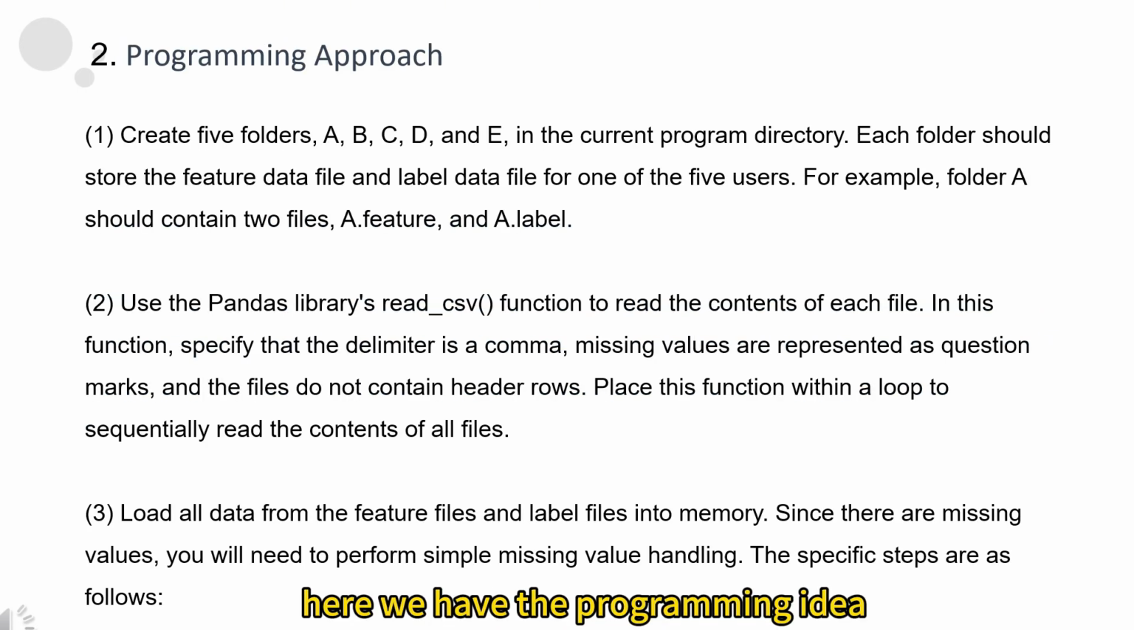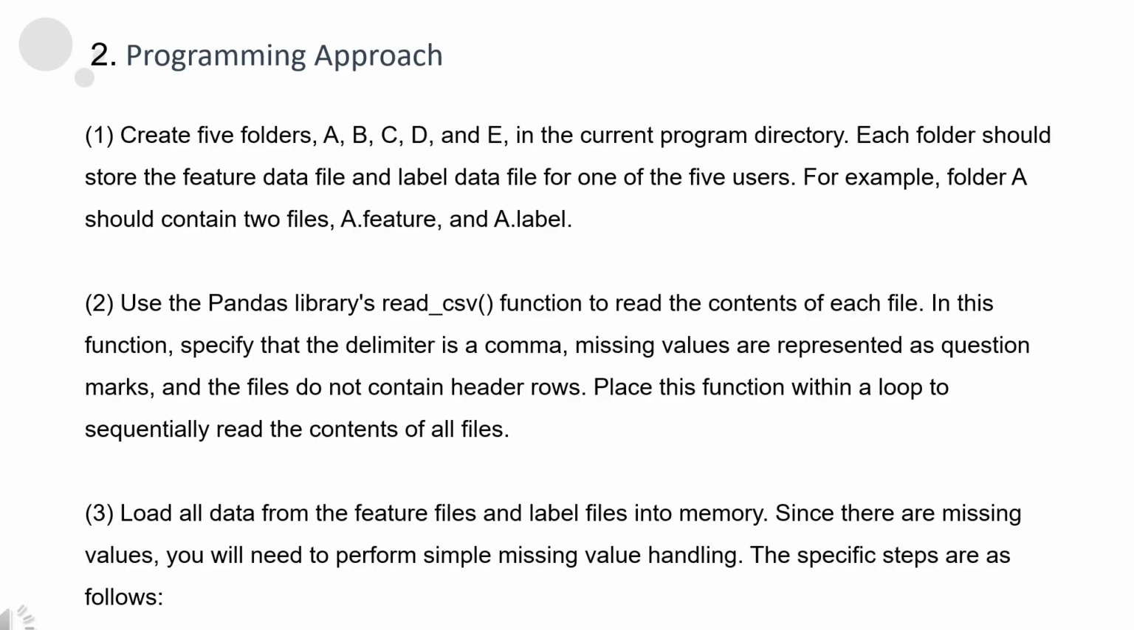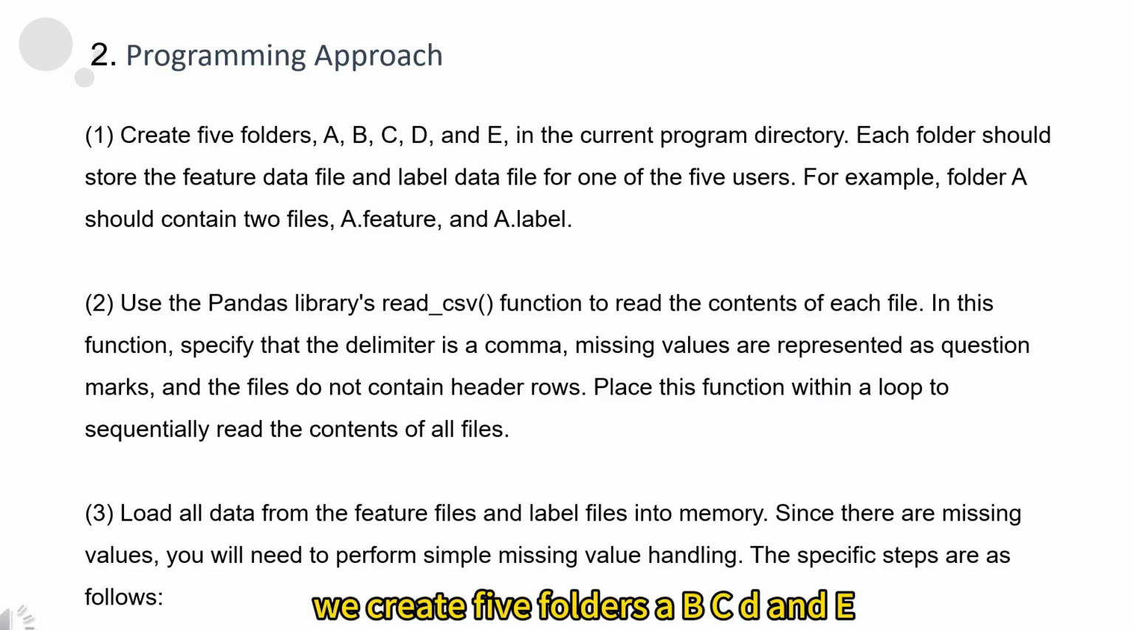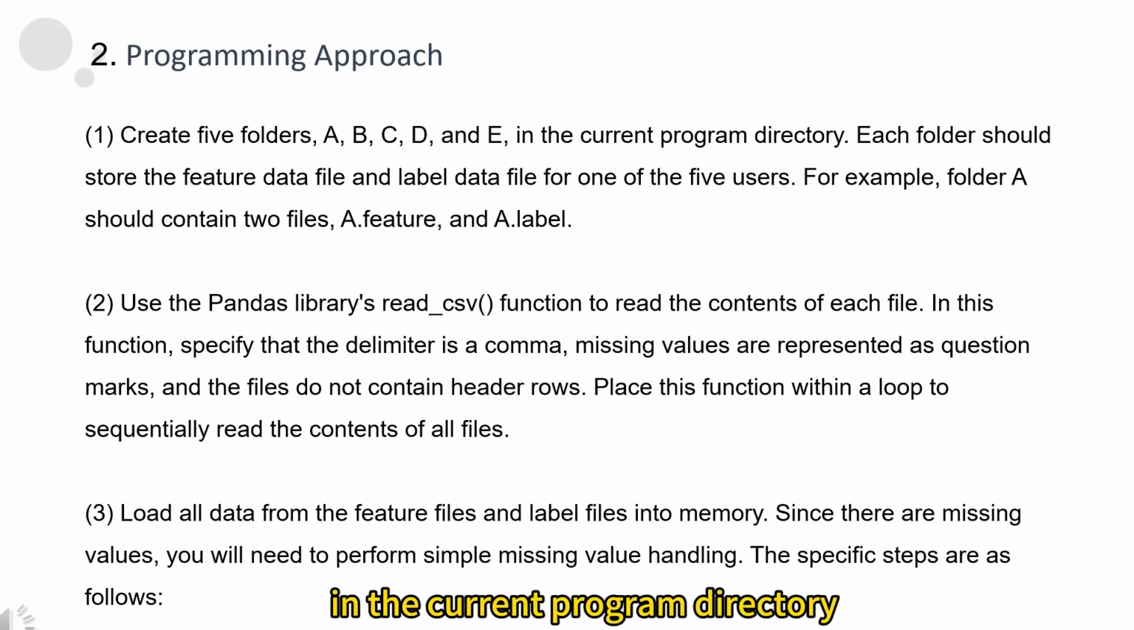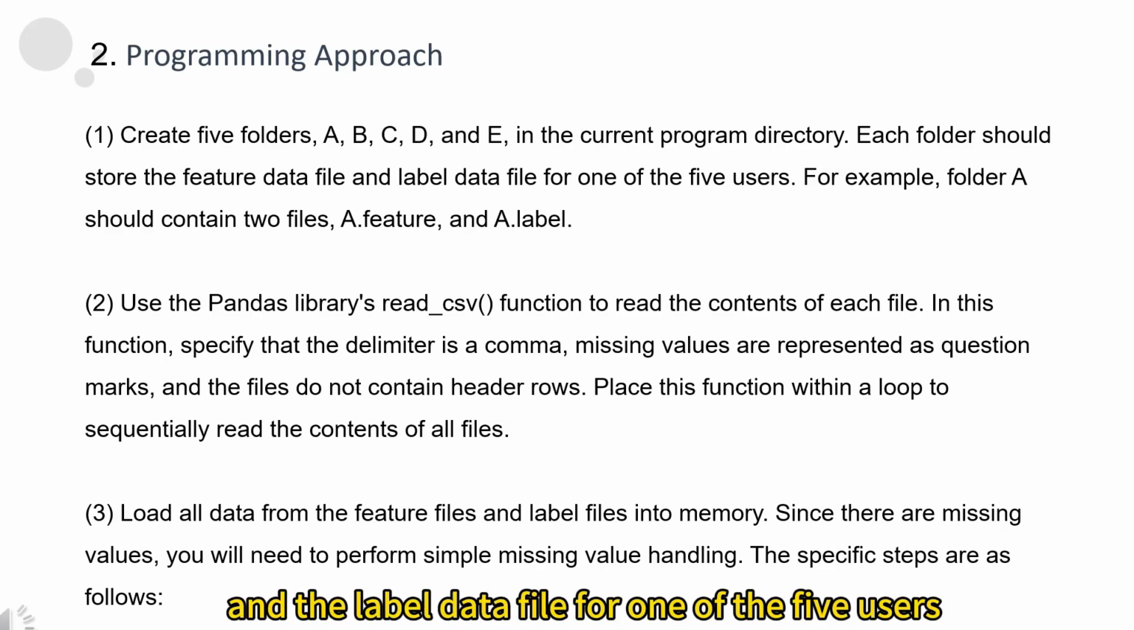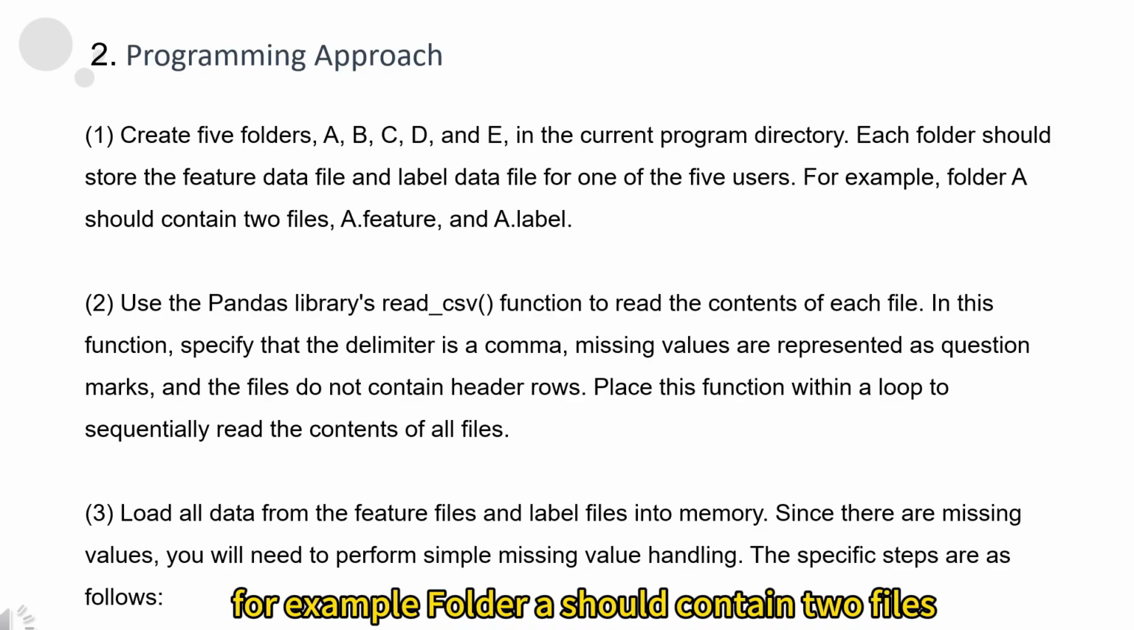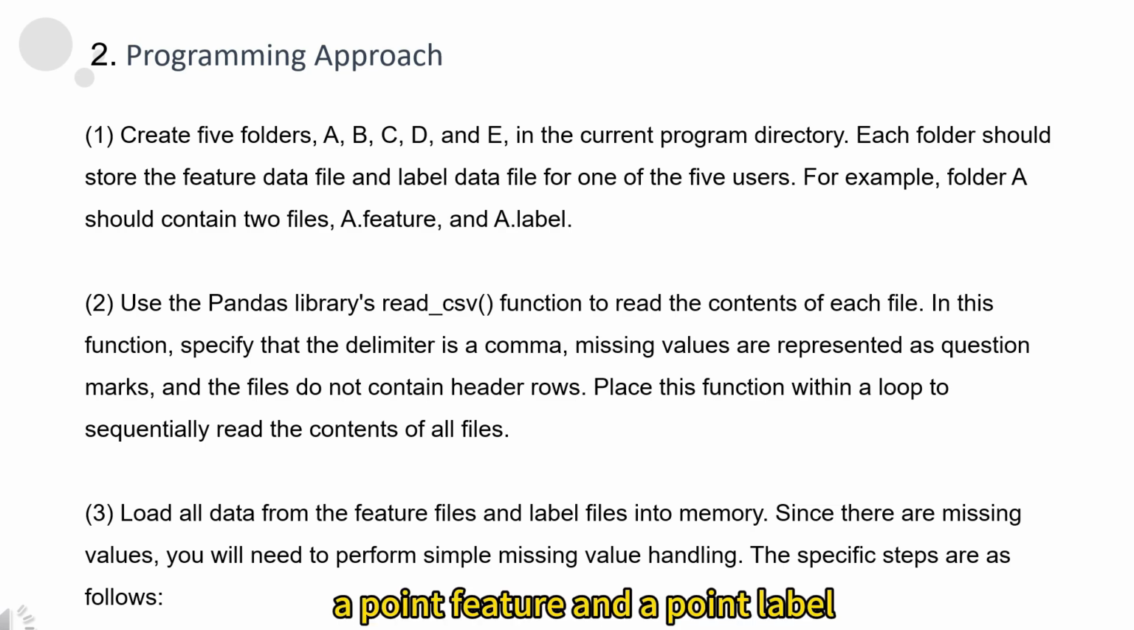Here we have the programming idea. First, we create 5 folders A, B, C, D, and E in the current program directory. Each folder should store the features data file and a label data file for one of the 5 users. For example, folder A should contain 2 files, A.feature and A.label.